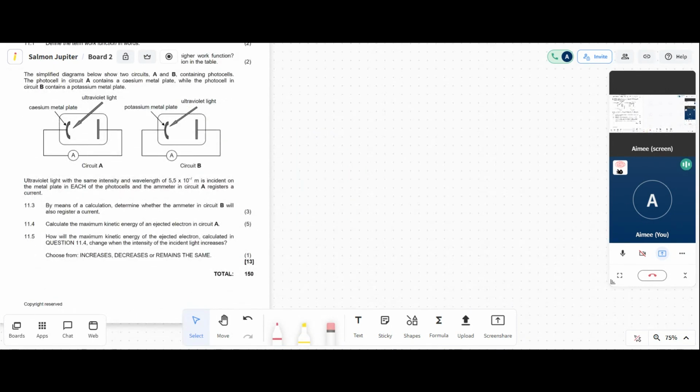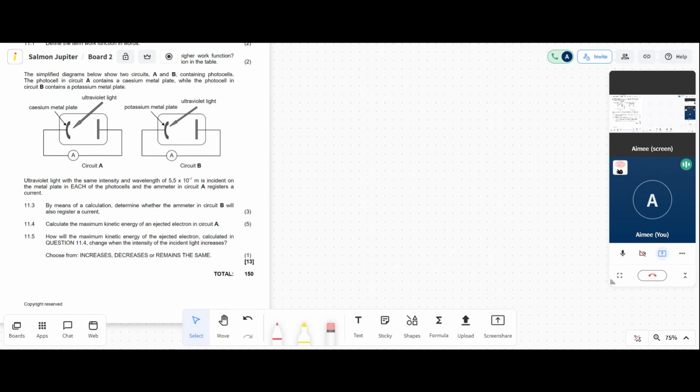Next, we have a look. It says the simplified diagram below shows two circuits, A and B, containing photocells. The photocell in circuit A contains a cesium metal plate, while the photocell in circuit B contains a potassium metal plate. Ultraviolet light with the same intensity and wavelength of 5.5 times 10 to the negative 7 meters is incident on the metal plate in each of the photocells, and the ammeter in circuit A registers a current. And it says 11.3, by means of calculation, determine whether the ammeter in circuit B will also register a current.